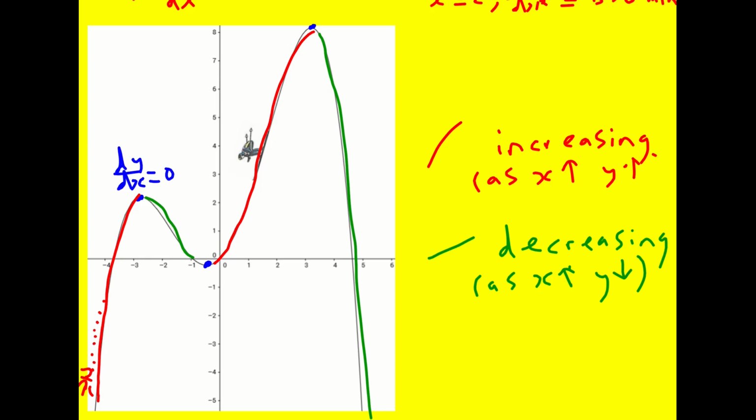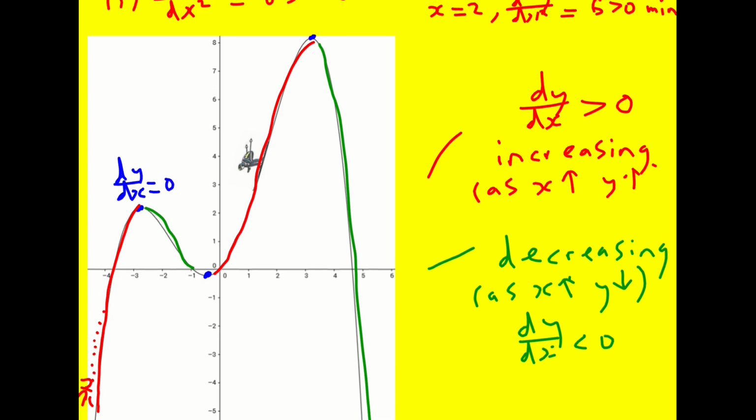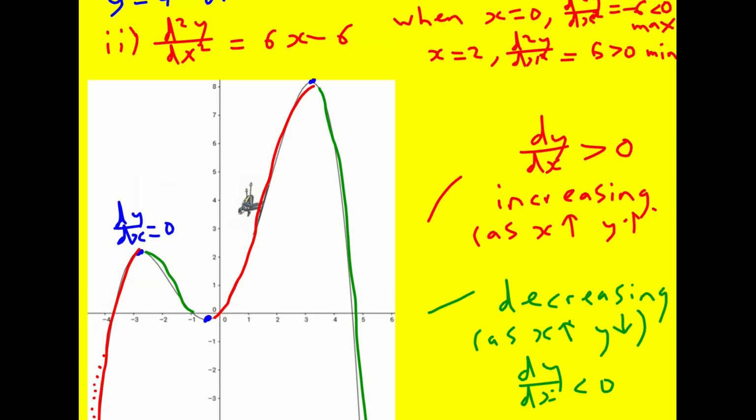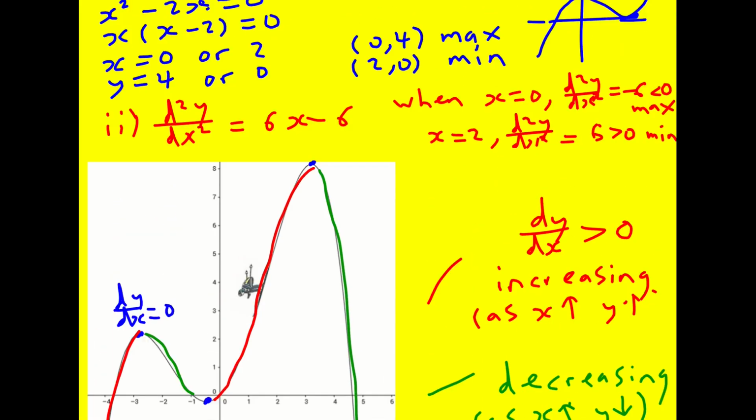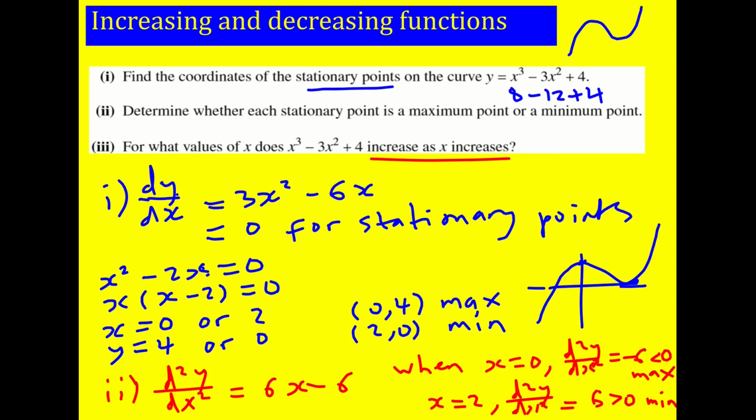Well, it's to the left and right of these stationary points, but moreover, it's where the gradient is positive. It's where dy by dx is greater than 0 for increasing, and dy by dx is less than 0 where it's decreasing. And this is our entire lesson today, really. It's a chance to practice solving dy by dx sorts of problems, but bringing back in inequalities. So you can see it as revision, but it is a topic in its own right.